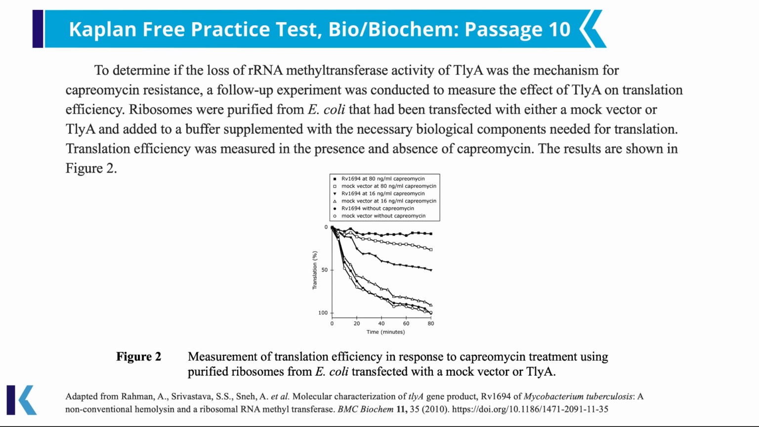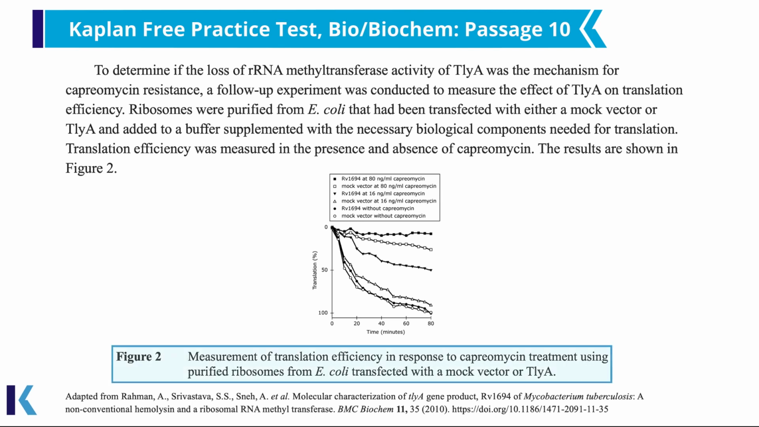A second experiment described in the following paragraph looks at how TLYA affects translation efficiency. This experiment takes ribosomes from E. coli that were either given TLYA or a mock vector as a control, adds components for translation, and then measures the percent translation with or without capreomycin added. The graph looks complicated, but I'm going to take the time to break it down.